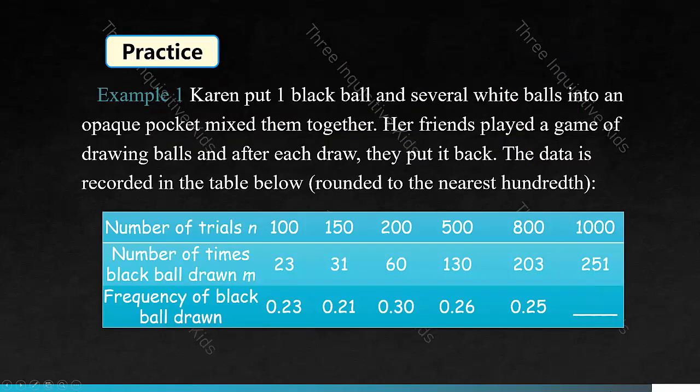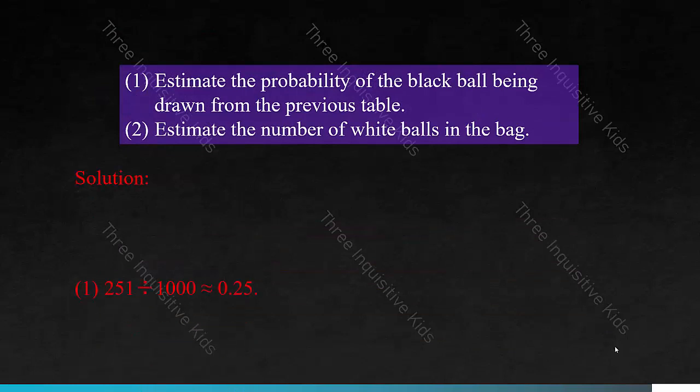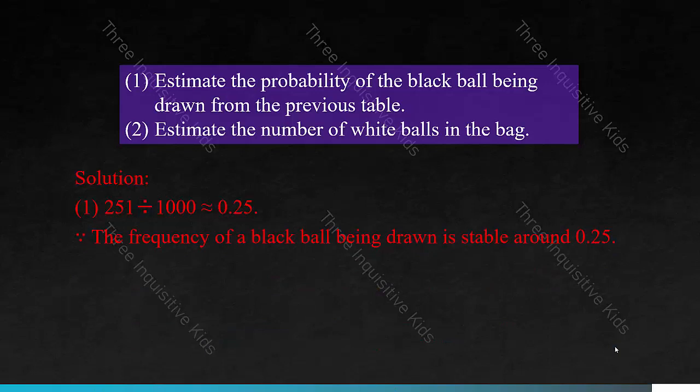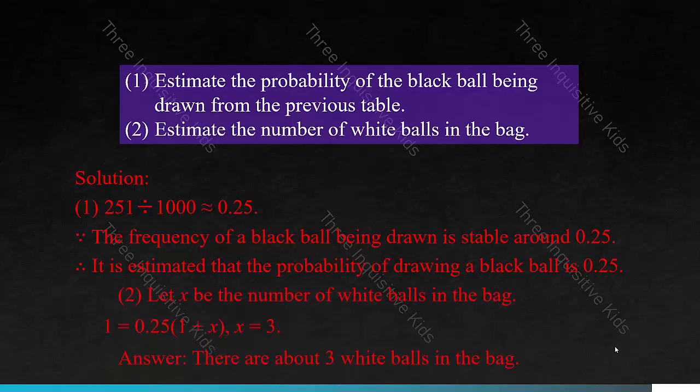On this table, in the last column, we have 1,000 total number of trials, and then the black ball was drawn 251 times. And so 251 divided by 1,000 is about 0.25. Which means that the frequency of a black ball being drawn is around 0.25. So the probability of drawing a black ball, we can estimate based off of the frequency that it's also going to be 0.25 or 1/4. And we can let x be the number of white balls in the bag. 1 equals 0.25 times the sum of 1 and x, which means that x will equal 3. So there are about 3 white balls in the bag.